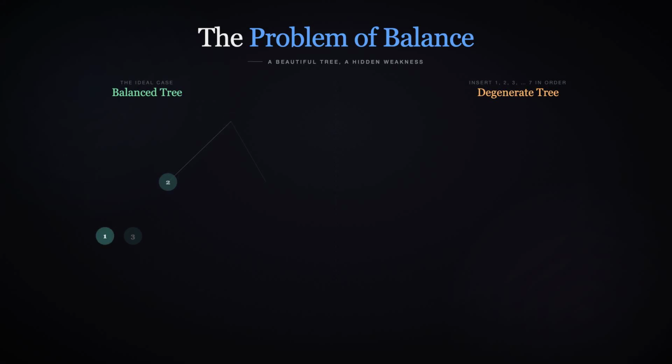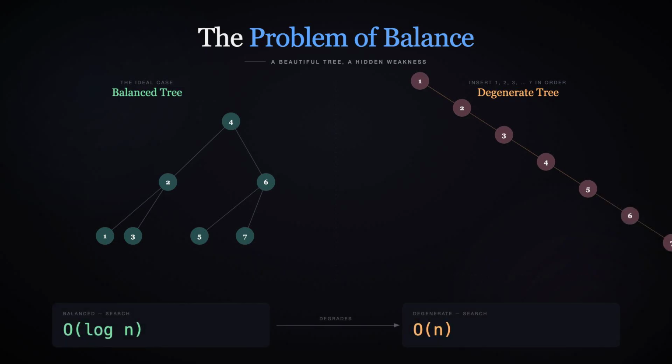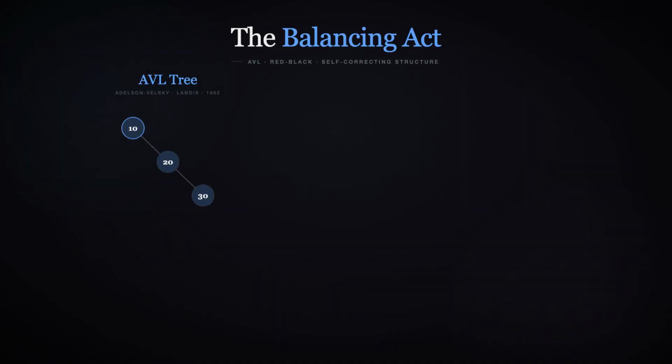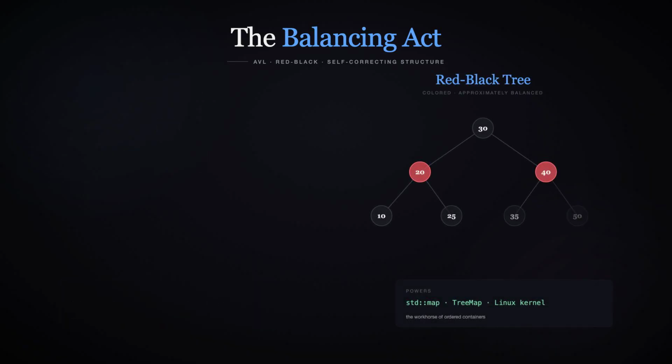But trees have a weakness. Insert values in the wrong order, and your beautiful tree collapses into a line, a linked list in disguise. Search time degrades from logarithmic to linear. To fix this, computer scientists invented self-balancing trees. The AVL tree, invented in 1962, guarantees the heights of two child subtrees differ by at most one. After every insertion, it rotates itself back into balance.